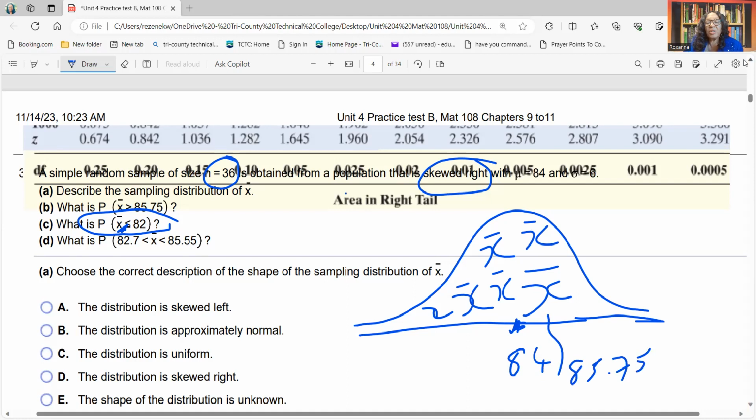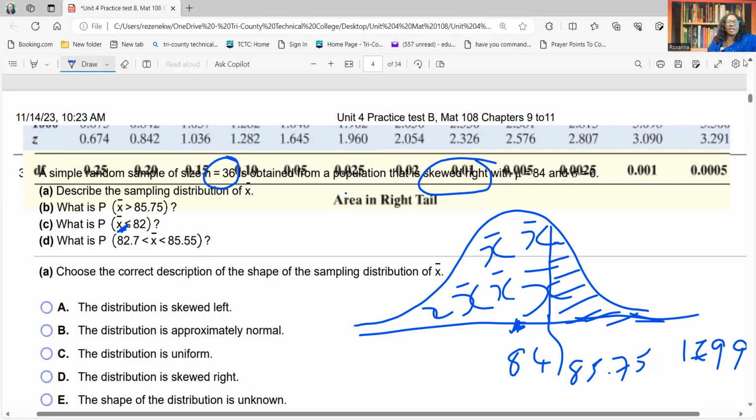So 85.75. I'm asked to find the area from this random variable to the right. Why is it to the right? Because the question says greater than. Is that clear? And remember that to the right means to positive infinity, 1e to the power 99, because my calculator does not understand infinity.